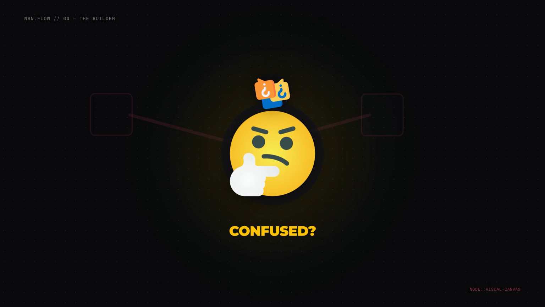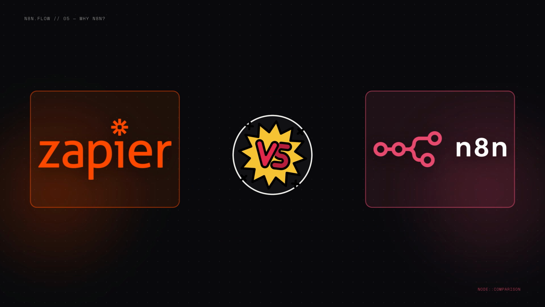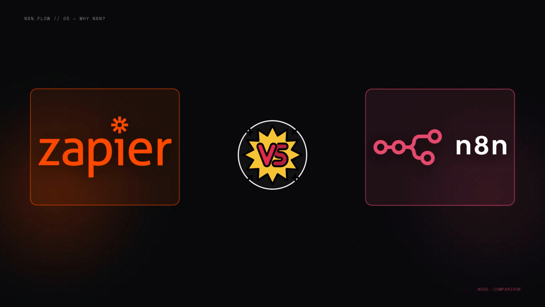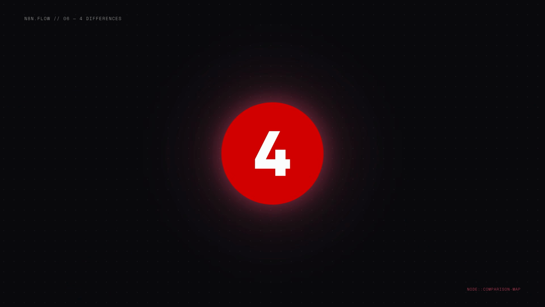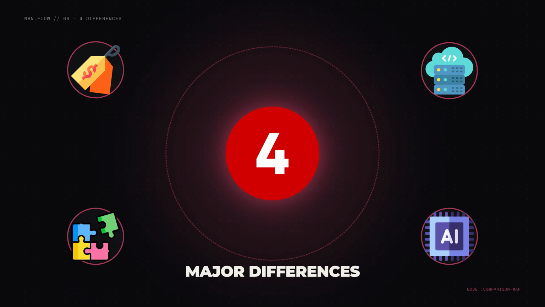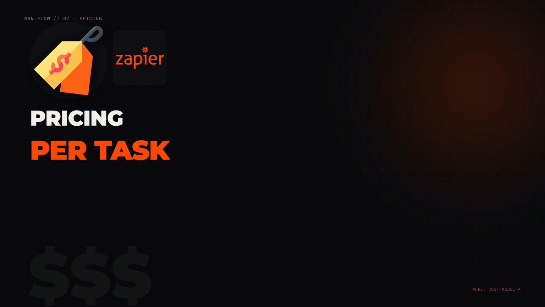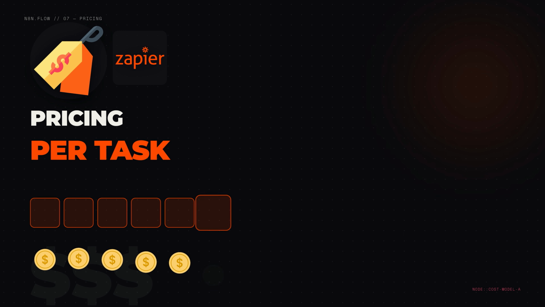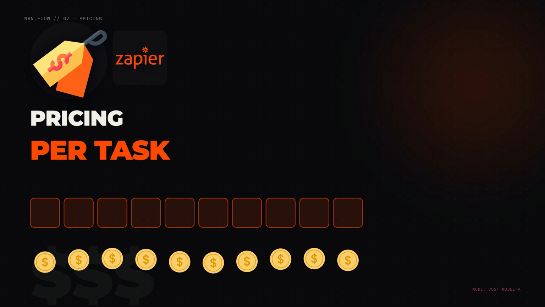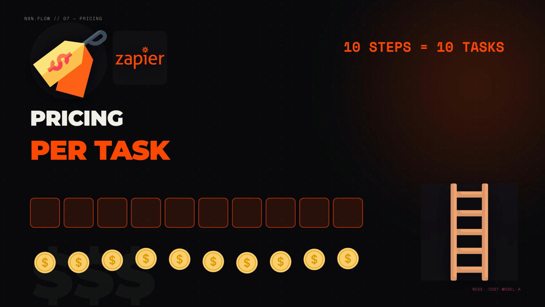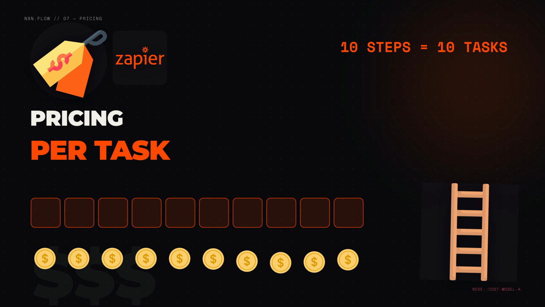Now, you might have a confusion. Zapier does this too. Then why use n8n? That is a fair question. And here are 4 major differences. First one is pricing. This is a massive differentiator. Zapier charges per task, meaning every single step in your workflow costs money. 10 steps, one run burns 10 tasks.